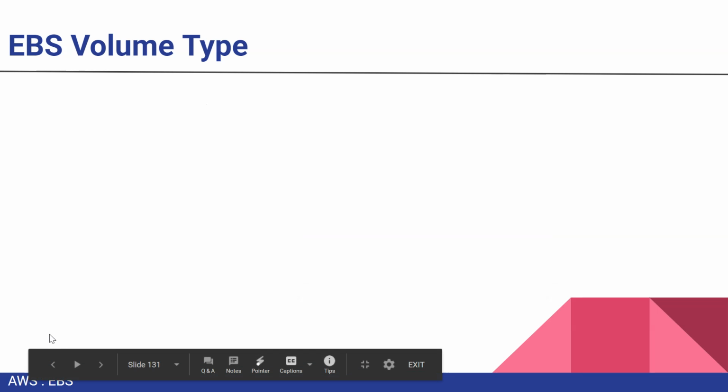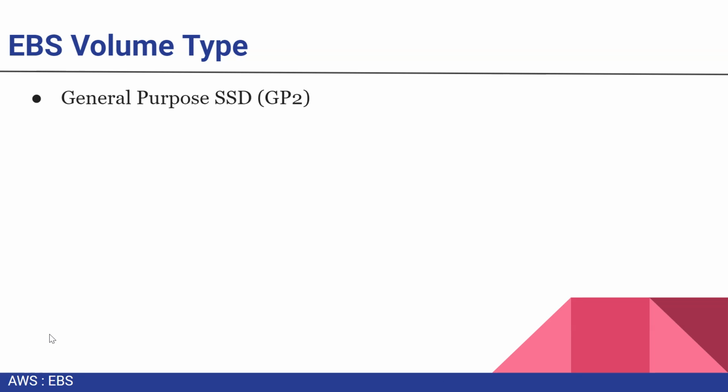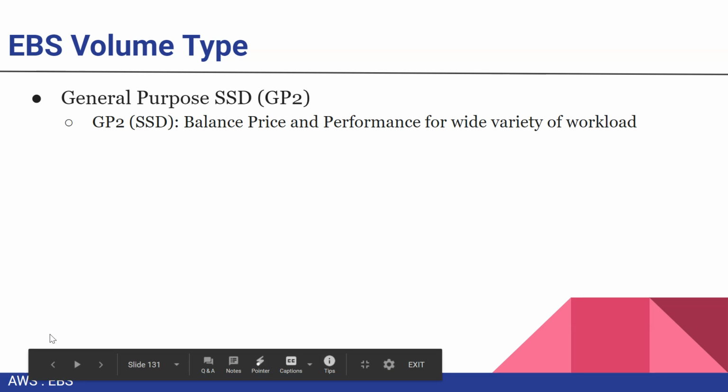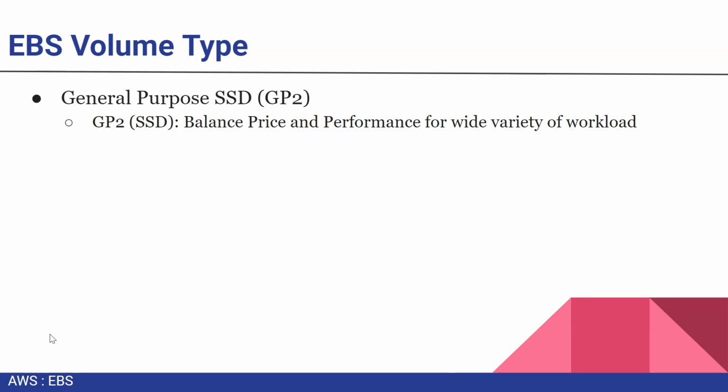So let's move to the EBS volume types. There are 5 major EBS volume types. The first one is the general purpose SSD, called GP2 as a type. GP2 is basically an SSD used for balance in price and performance, and it is widely used for different workloads, normal workloads also.